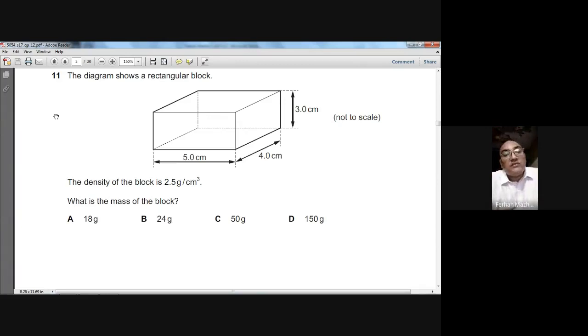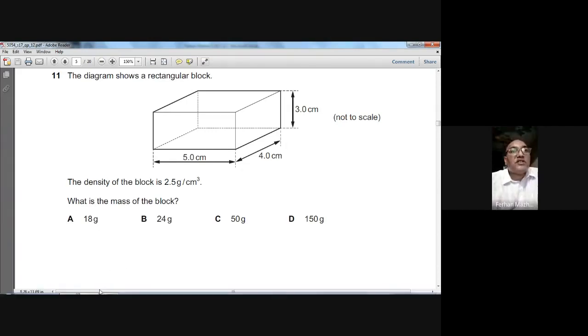So I can find the volume of this block. The volume of the block will be length multiply width multiply height. So I will multiply 5 with 4 with 3, and the answer will be 60 centimeter cube. Then I will apply the formula of the density. Density is equal to mass divided by volume. I want to find out the mass, so the formula will become mass equals density multiply volume, which is 2.5 multiply 60, and the answer will be 150 gram. D will be the choice.